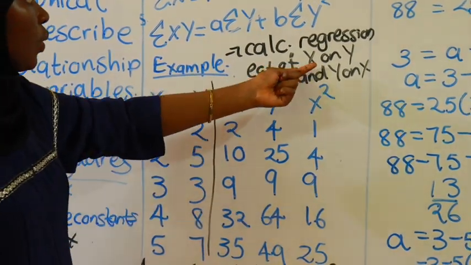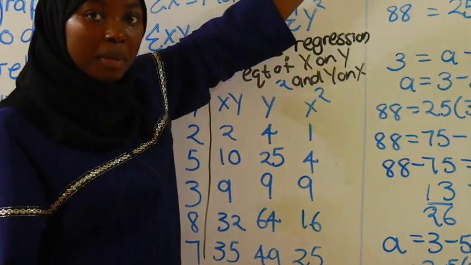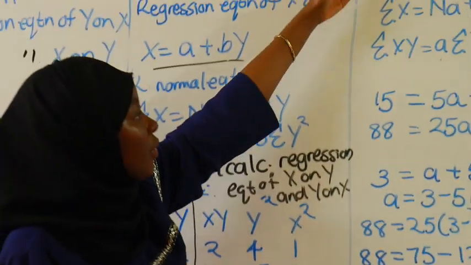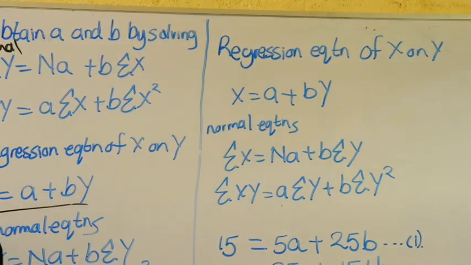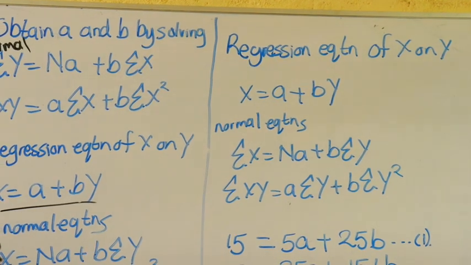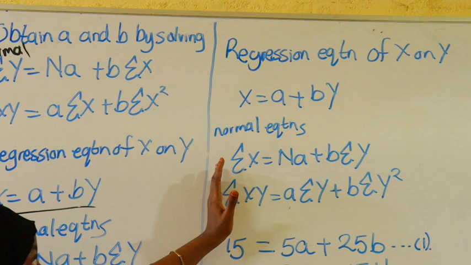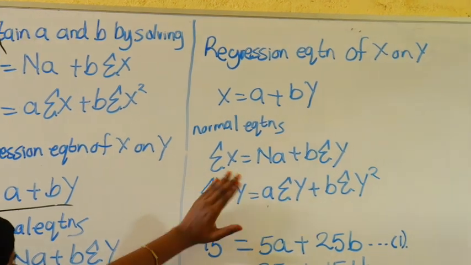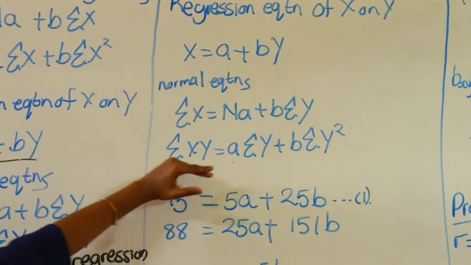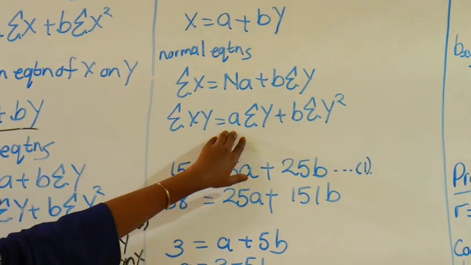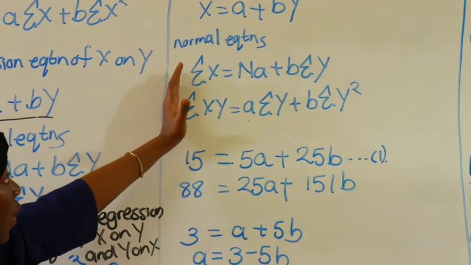So when you're doing the equation of x on y, you ask yourself, how is my final equation supposed to look? Your final equation is supposed to look like x is equal to a plus by. You ask yourself, how do I get a and b? You get a and b by solving these two normal equations simultaneously, which is summation of x is equal to na plus b summation of y, and summation of xy is equal to a summation of y plus b summation of y squared.